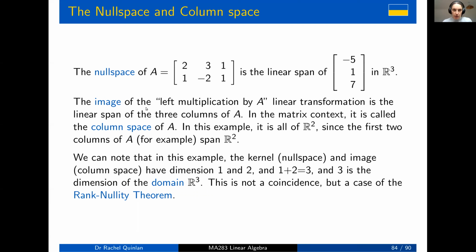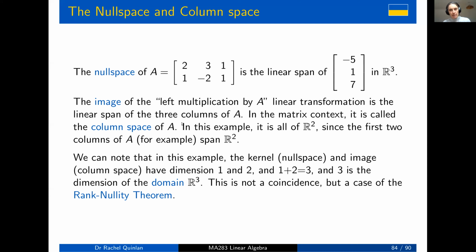The image of that linear transformation is, of course, the set of all vectors in R2 that you can get by taking linear combinations of the columns of A. So it's the linear span of the 3 columns of A, which is a subspace of R2. In the matrix context, this is referred to as the column space of the matrix A. For any matrix, its column space is the space of all linear combinations of its columns. So it's a subspace of the space whose dimension is the number of rows in the matrix, and it's just the linear span of the columns of the matrix.